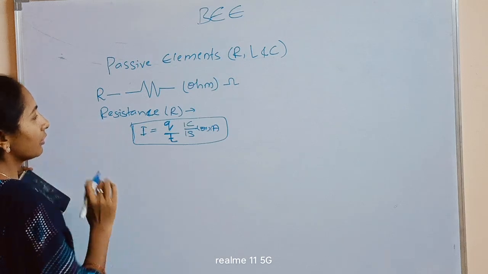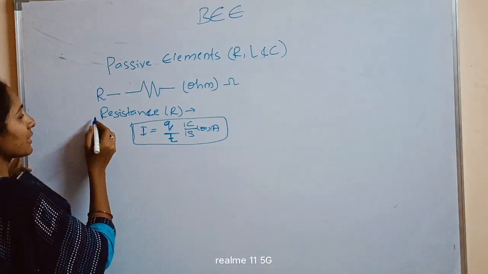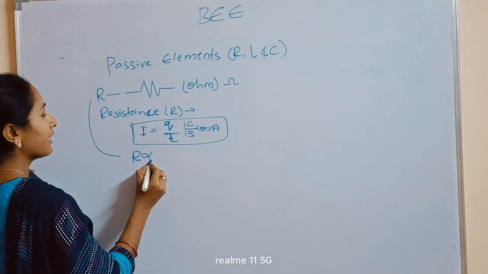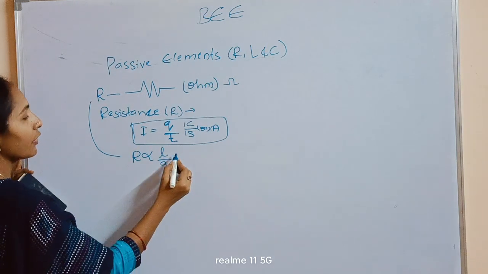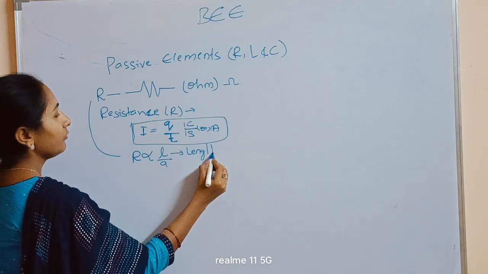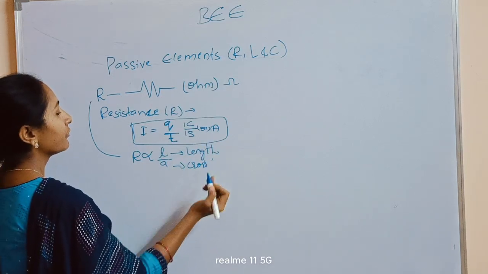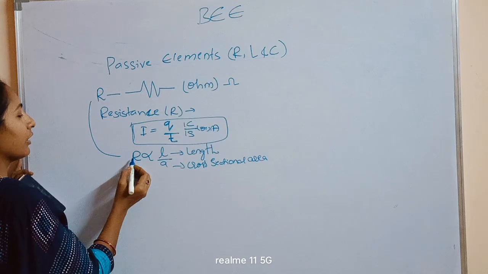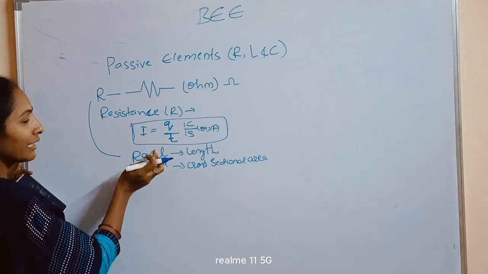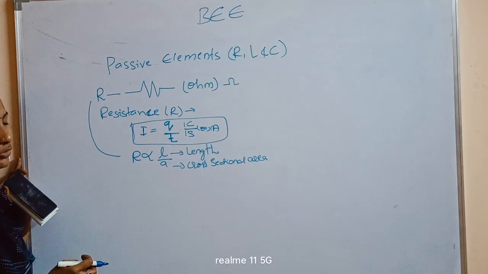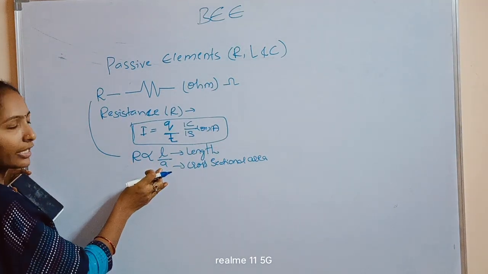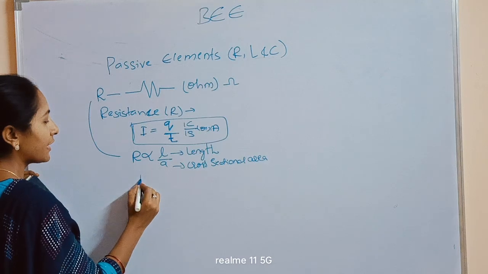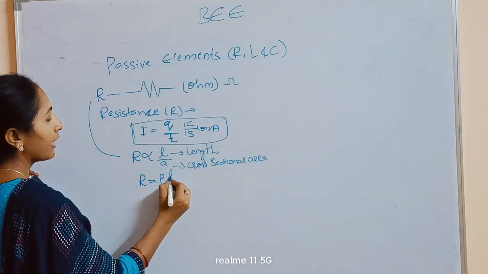Now coming to the property of a resistor. The resistance depends upon the conductor length. R is directly proportional to L by A, where L is length and A is cross sectional area. The resistance of a material is based upon the length of the conductor and the area of cross section of that conductor. It is inversely proportional to the cross sectional area and directly proportional to the length of the conductor. We get one proportionality constant here, that is R equals rho L by A.